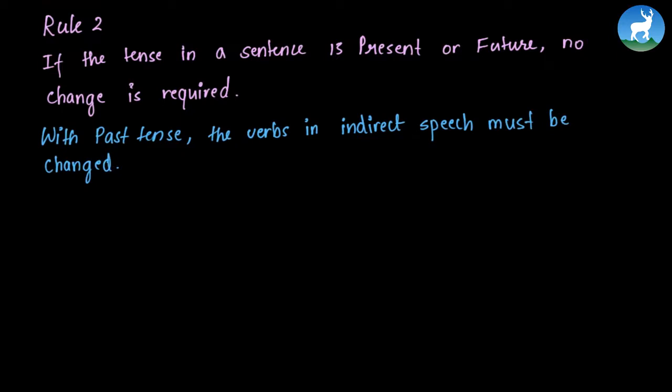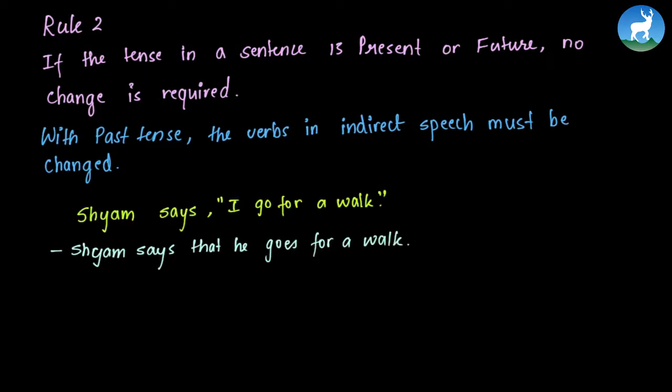With present or future tense, no change in the verb while converting from direct to indirect speech is required. While with the past tense, the verbs in indirect speech must be changed to the past. Let's see some examples. Shyam says, I go for a walk. This is a direct speech. And the verb is in present tense. In the indirect speech, the direct speech for Shyam says, I go for a walk, while converting it into indirect speech, it becomes Shyam says that he goes for a walk.